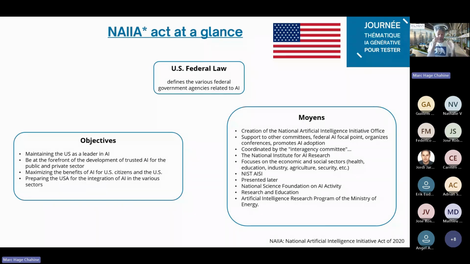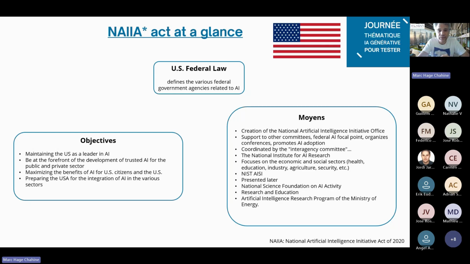The AI Act is more than 100 articles, a lot of annexes, a bit less than 200 pages to read. The American one is 4-5 pages, and that's all. The objectives are really different. It's to maintain the United States as the leader, maximizing the benefits and preparing all sectors of the US economy to integrate AI.